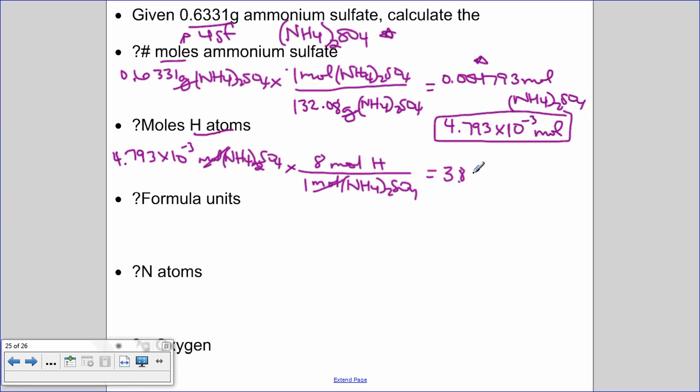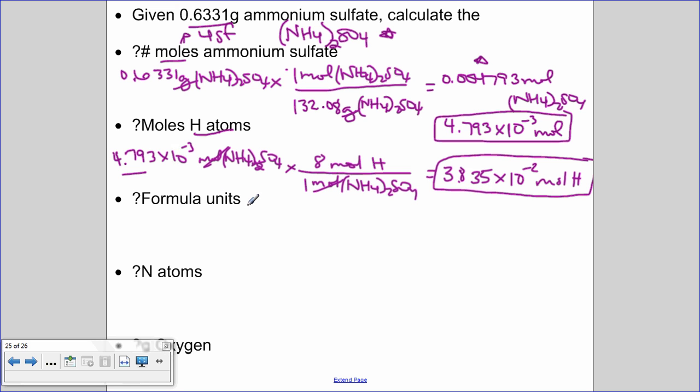That's 3.80.35 times 10 to the negative 2 moles of H. Okay, that's moles of hydrogen atoms. That's our final answer. You'll see again we have 4 sig figs. That's because we had 4 sig figs here. These were just mole ratios, so they're not measurements.